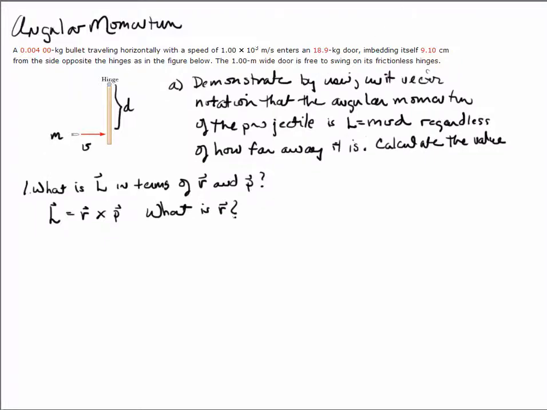What is R? Take a minute and draw what you think R is. Okay, R is the vector from the point of rotation to the projectile. What is P? Draw a vector representing P. And of course, P is just simply in the direction of the projectile. It's the mass times velocity.